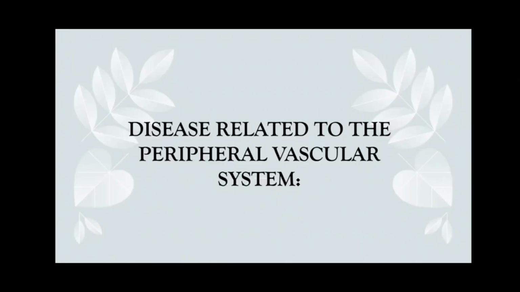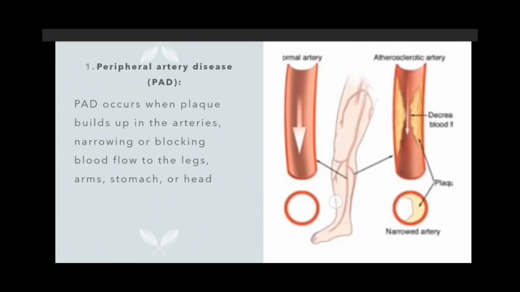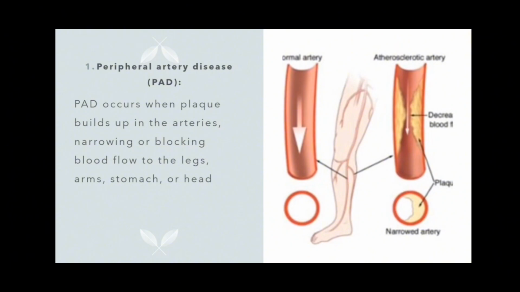Disease related to the peripheral vascular system. First one here is the peripheral artery disease or PAD. PAD occurs when plaque builds up in the arteries, narrowing or blocking blood flow to the legs, arms, stomach, or head. It is typically caused by atherosclerosis, a buildup of plaque in the arteries which can restrict blood flow.